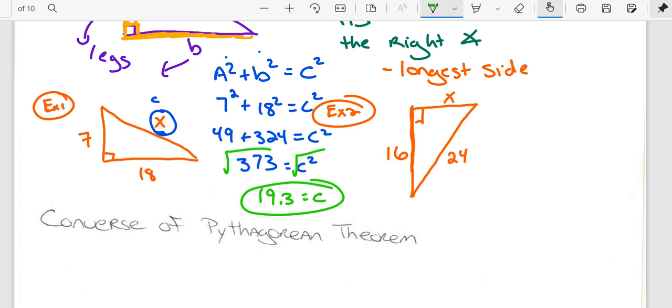In the package, you're going to see a lot of mentions that say, leave your answer in radical form. For us, for summer school with the faster schedule, we're not going to worry about radical form. You're allowed to just put the decimal. So you want to make sure you practice your rounding, etc. But this answer is going to be 19.3.